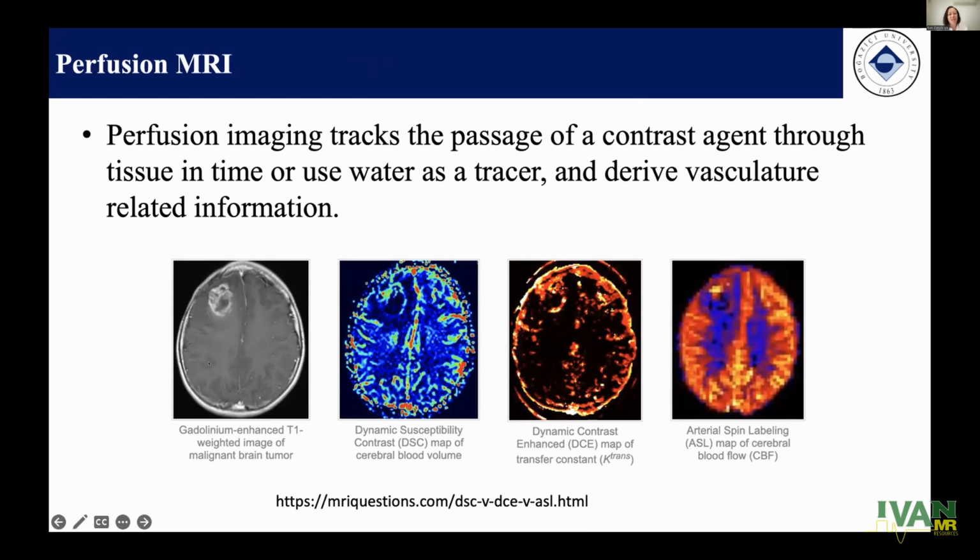Let me show you an example patient. This is a T1-weighted image, and here's a malignant brain tumor. This is a DSC map of cerebral blood volume, and you see the high signal intensity at the same area where there is blood-brain barrier breakage. This is DCE, which gives us a K-trans map. Again, you see the hyperintensity. And this is arterial spin labeling map of cerebral blood flow. So they all show essentially an area where there is high vasculature.